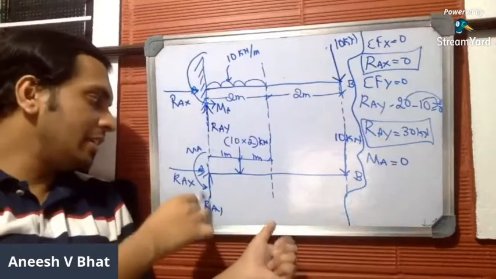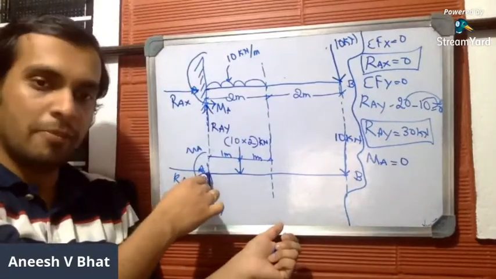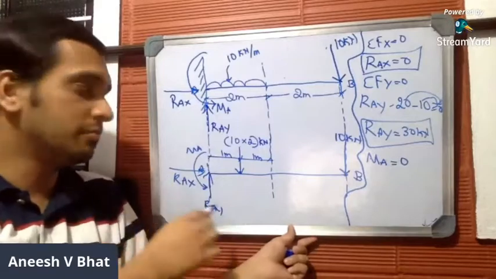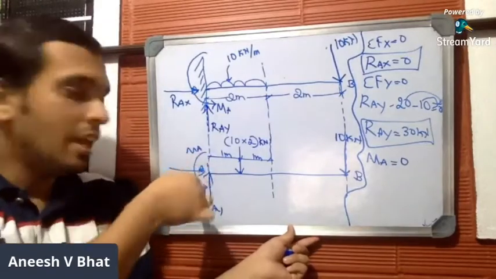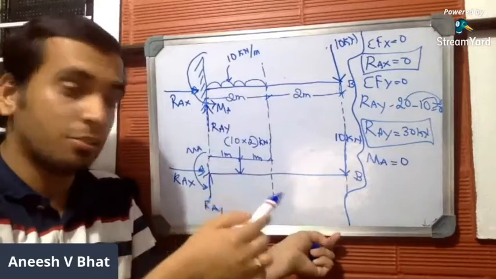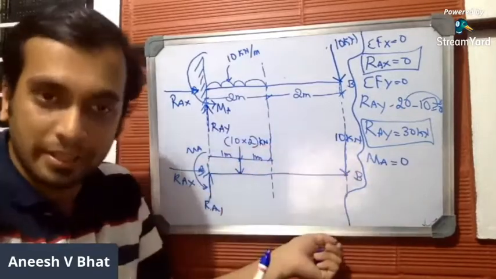So Rax and Ray will not produce any moment about A. So this moment about A is to be found now. We have assumed it to be in anti-clockwise direction. Let us consider it later. You have to consider this particular moment here to find.